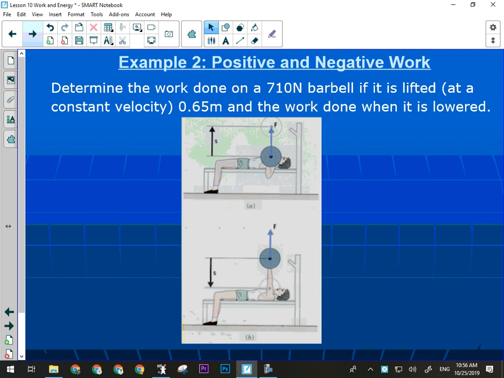Now, we want to determine the work done on a 710 Newton barbell. Okay, now if I give you the barbell in newtons, what have I given you? Its weight. Okay. If I want to lift the barbell, how hard do I have to push? Well, actually, if I want to get it moving at a constant velocity, the net force would be 0. So I have to push with 710 newtons. All right, so the force I have to exert to lift this thing at a constant velocity is equal to its weight, 710 newtons. Okay, I'm going to lift it 0.65 meters.